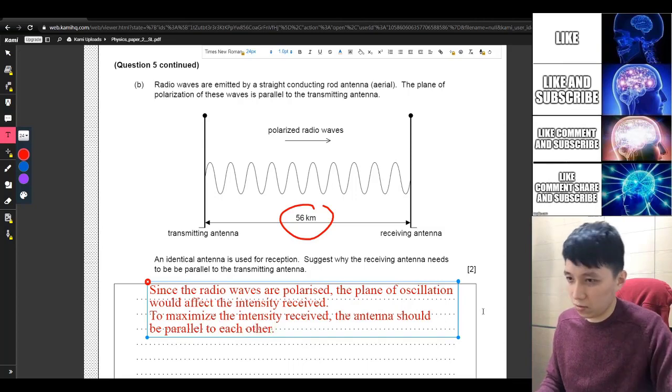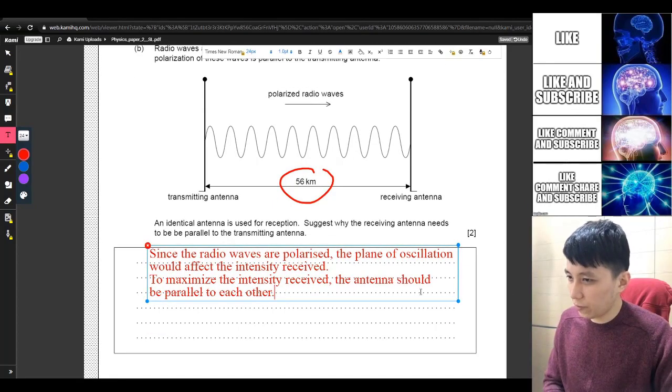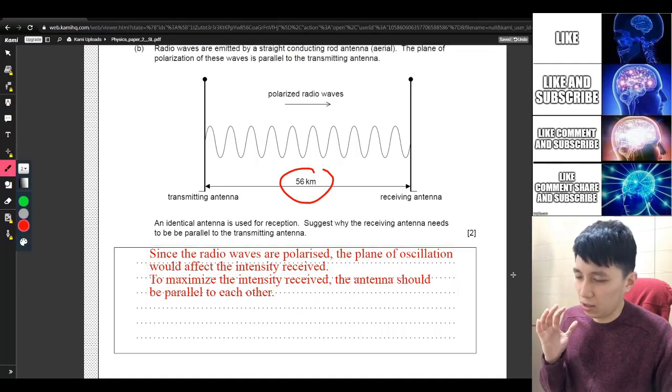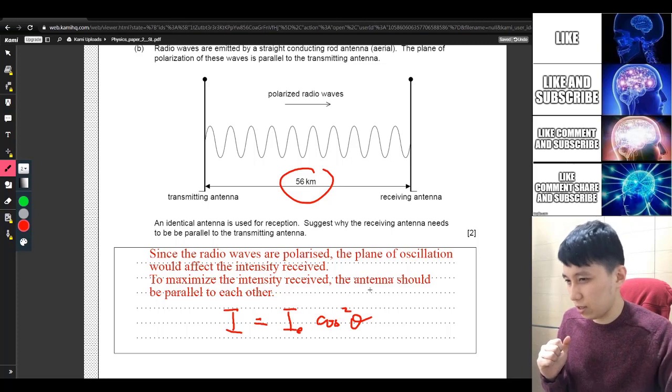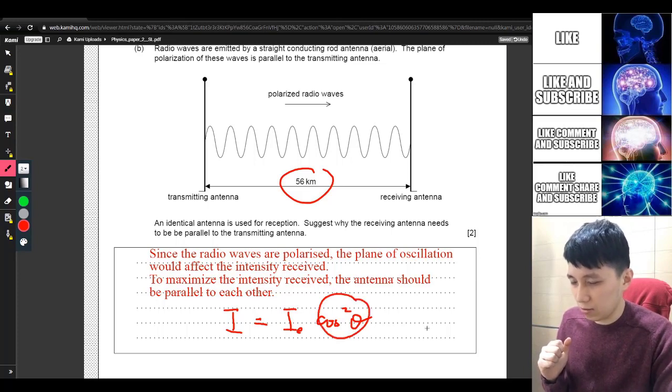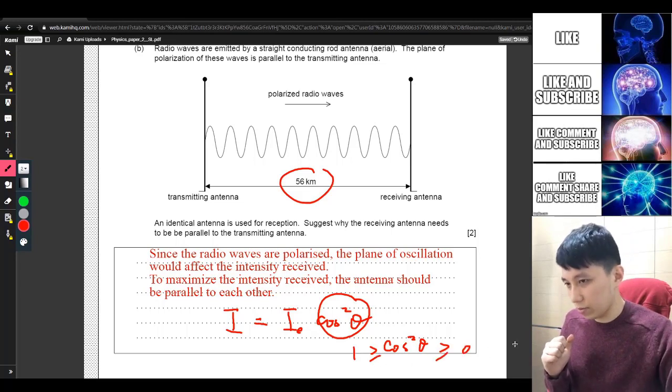I think that's all. Well, I guess if you really want to, then you can say that if there's an angle, then the intensity will follow Malus's law, which is I equals I naught cosine squared theta, and obviously this cosine squared theta is a number that is between 1 and 0, right?